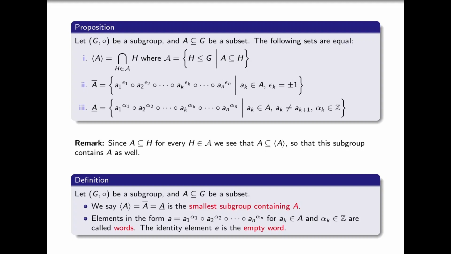So now let's look at a definition. We have G as a group. We have A as a subset of G. We have just seen that these three sets are equal.